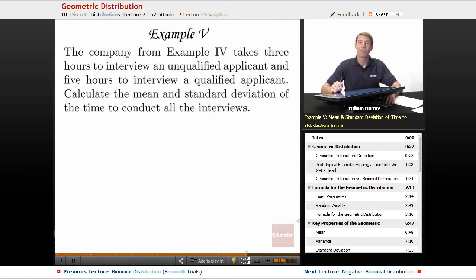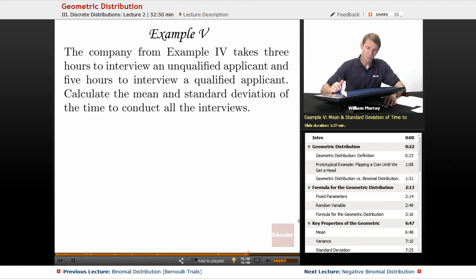In example 5, we're going to look back at the company from example 4. So if you haven't just watched example 4, you really need to go back and read that one before example 5 will make sense. So check out example 4. There was a company interviewing applicants for a job opening, and each applicant has a 10% chance of being selected. And so we interview and interview and interview until we find a good one, and then we keep that person, and then we stop interviewing.